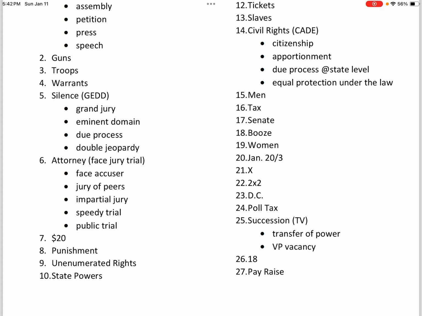And finally, 27 is a very unique amendment. It's pay raise, and it said that Congress sets its own pay. So Congress gets to decide how much they make, but any changes, whether it's an increase or a decrease, does not take effect until the next term begins. So for senators, that's 6 years. For the House of Representatives, that's 2 years.